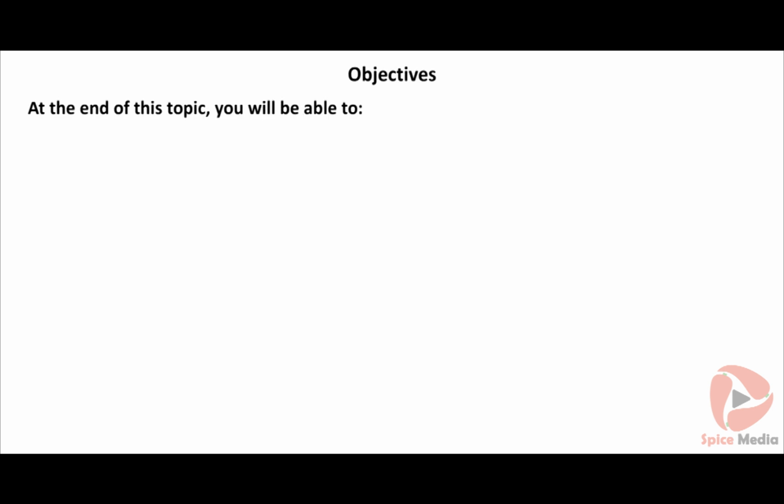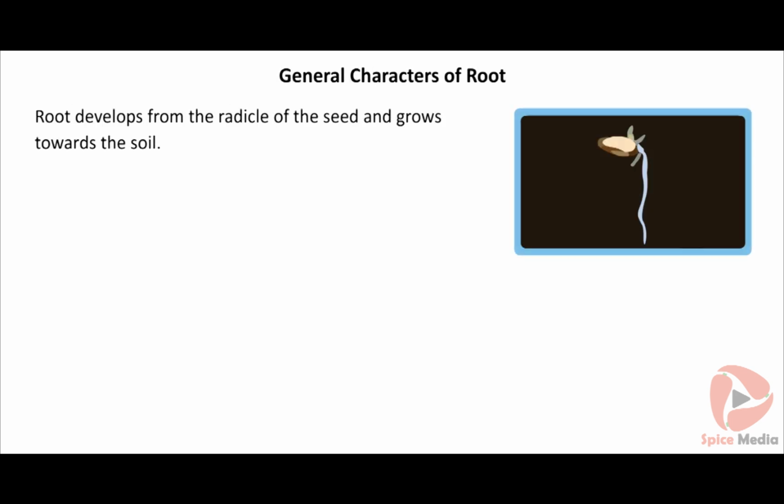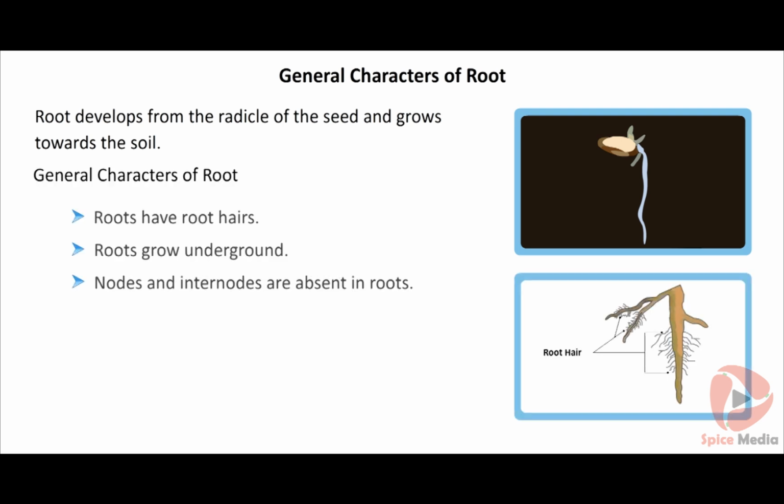At the end of this topic, you will be able to describe the root system and state the functions of the root system. The root develops from the radicle of the seed and grows towards the soil. In general, roots grow underground and have hair-like structures called root hairs. Unlike shoots, roots do not have nodes or internodes.